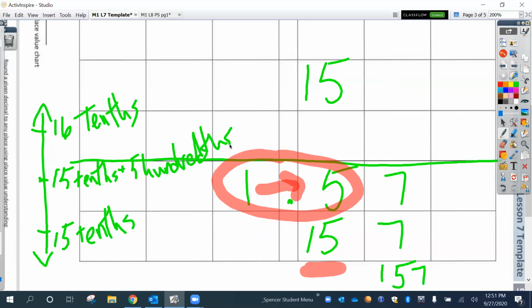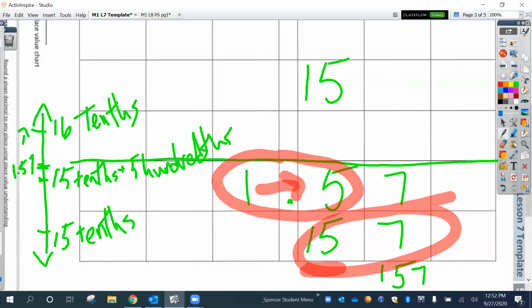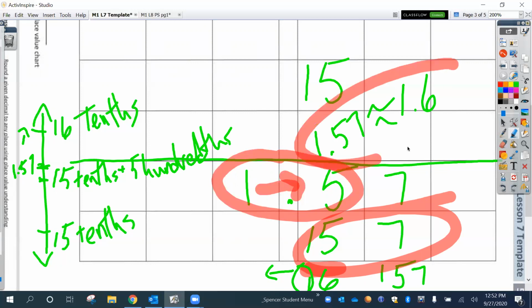So, where would 15 tenths and 7 hundredths go then? Well, that would be above 15 tenths and 5 hundredths. So that means 1.57 is going to round up to 16 tenths. And 16 tenths would also be written as 1.6, right? Because we'd regroup back this way. So we know 1.57 is approximately 1.6, or 1 and 57 hundredths is approximately 1 and 6/10 rounded to the nearest tenth.